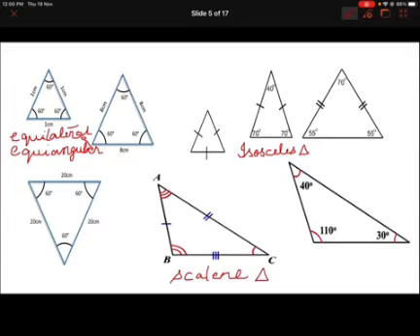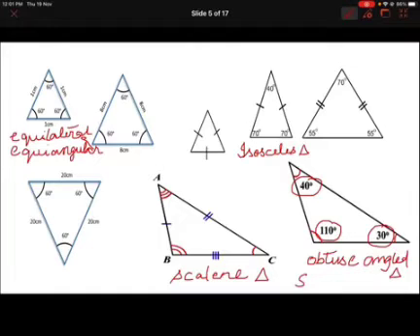He has not mentioned the sides, but he has given you three different measurements. This is obtuse angle triangle, obtuse angled triangle. Also, we can call it scalene triangle, children, because if all the three angles are unequal, automatically the sides are unequal. So this is also an example for a scalene triangle, also obtuse angle triangle.